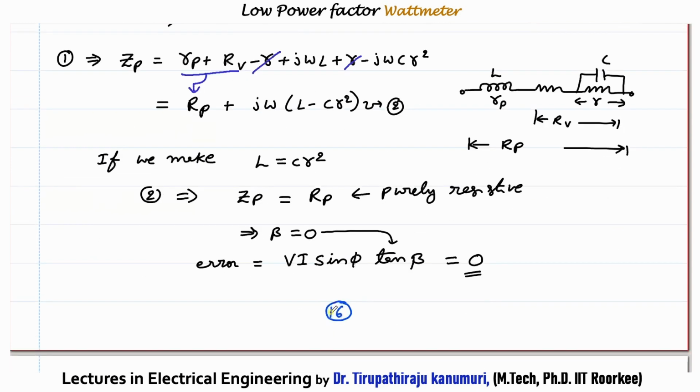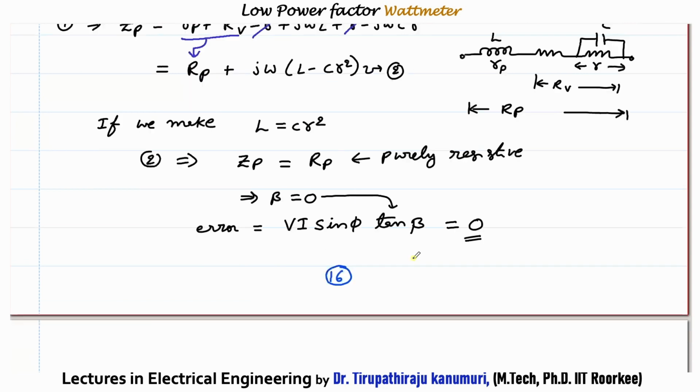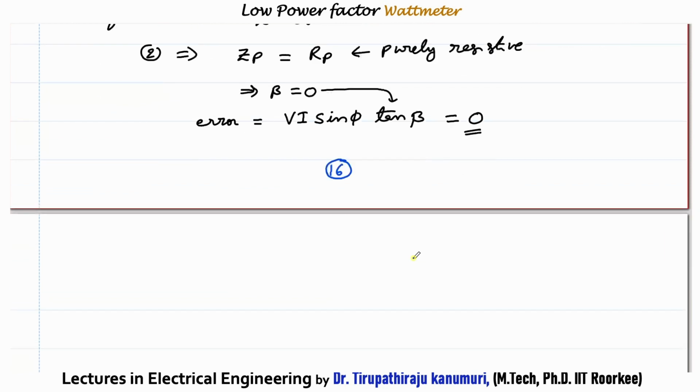That means the value of beta will be equal to 0, because we have seen in the last class the derivation for error due to pressure coil inductance: error will be V I sin phi into tan beta. So when the value of beta is equal to 0, the error also will become equal to 0. And second, the power that is measured will be equal to the true power only, because there is no effect of pressure coil inductance there. That phi dash, or phi minus beta, will be simply equal to phi. So that is the benefit.